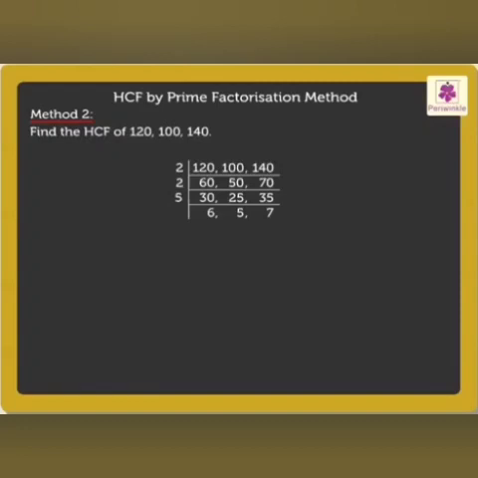Now, here numbers 6, 5 and 7 are not divisible by the same prime number. Thus, we stop the division here. Thus, the HCF of 120, 100 and 140 is equal to 2 into 2 into 5 is equal to 20.